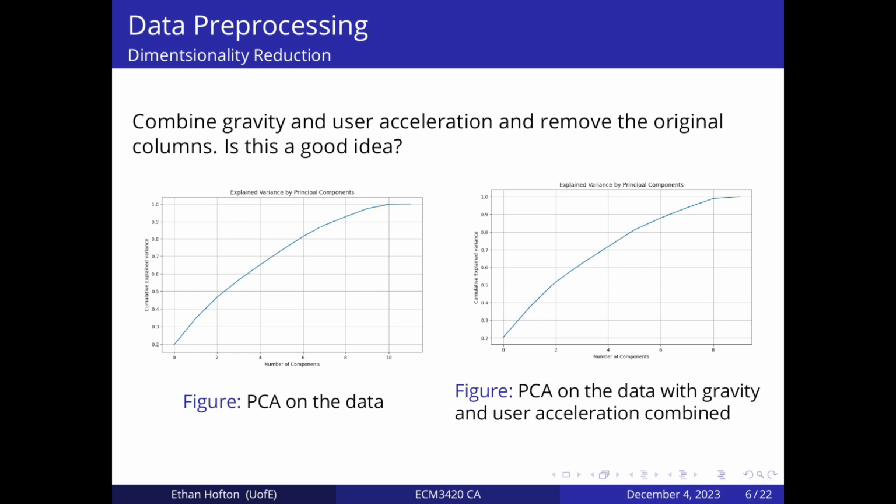If we use PCA on the dataset with the combined acceleration and drop the user and gravity acceleration, leaving 10 total features, we can see that the total explained variance of the first 10 principal components is 100%. This means that all 10 features are important and none should be removed. From this, we can see that combining the user and gravity acceleration is a good idea.